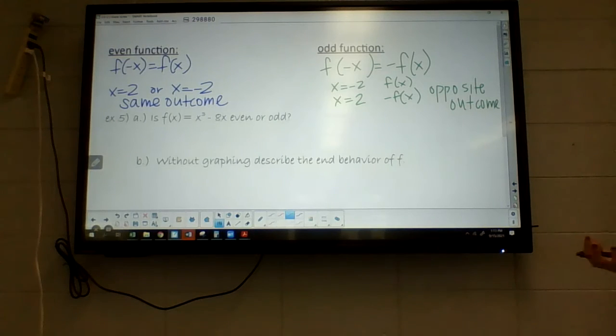Now you can also have neither. So it's even, odd, or neither. If you don't get anything close, then it's a neither. So we have x to the third power minus 8x. I'm going to try two different numbers, but the exact opposites.